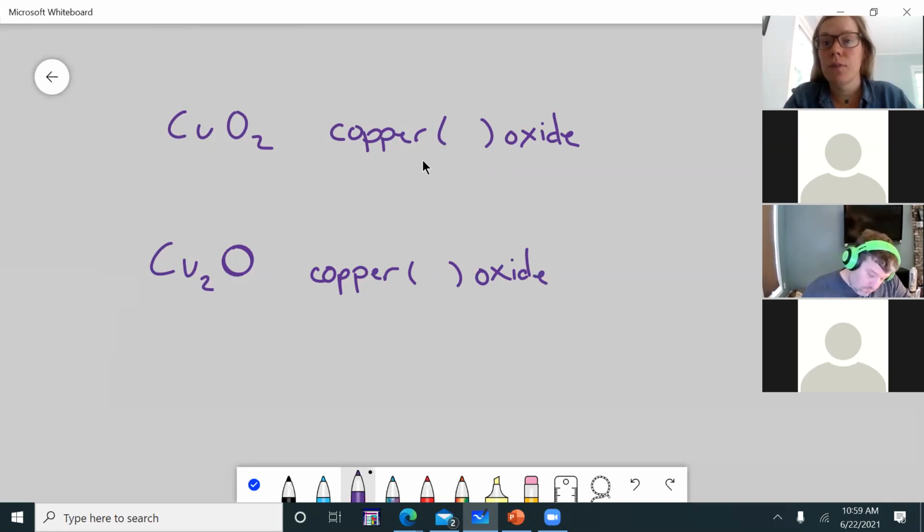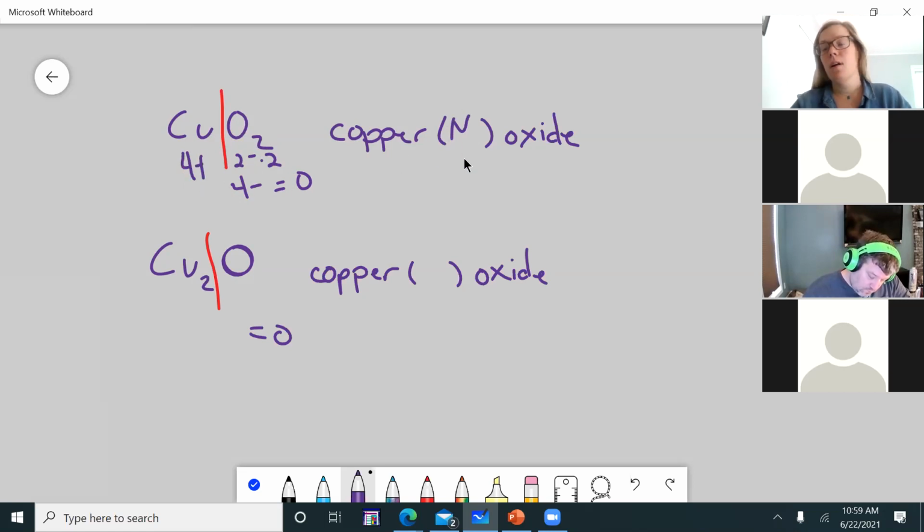So now we've got to do the work of figuring out what the charge is on those coppers. I am going to cut these things in half. I know that they have to equal 0. So for this first one, oxygen always has a 2- charge. That's never going to change. That is what oxygen is. And there's 2 of them, so I need to multiply it by 2. So this has an overall 4- charge. So copper has to be 4+, or this becomes copper 4 oxide.